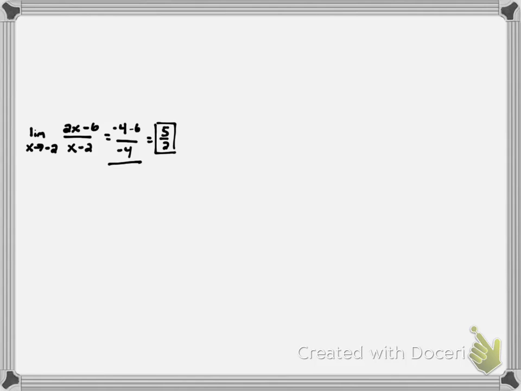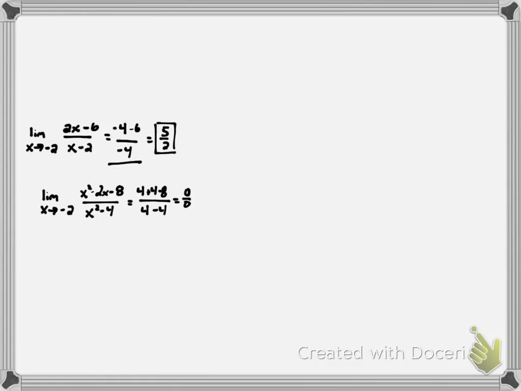Our next example is a little different. The idea is still the same, we just run into a problem. The limit as x approaches negative 2 of x squared minus 2x minus 8 over x squared minus 4. Ideally, we could just substitute in negative 2. In this case, though, when we do that, we end up with 4 plus 4 minus 8 in the numerator, and 4 minus 4 in the denominator, which simplifies down to 0 over 0.